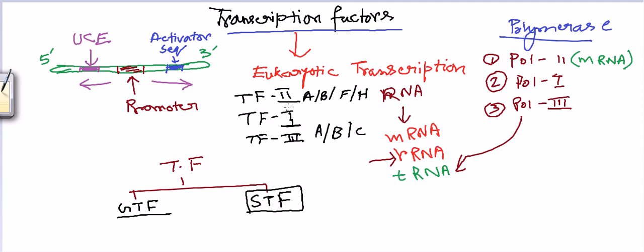So that's it. Now TF2, TF1, and TF3, all of them that we have just discussed, are part of the normal GTF. All of these are part of the GTF system, and for the STF, or specialized transcription factors, there are other types of factors.